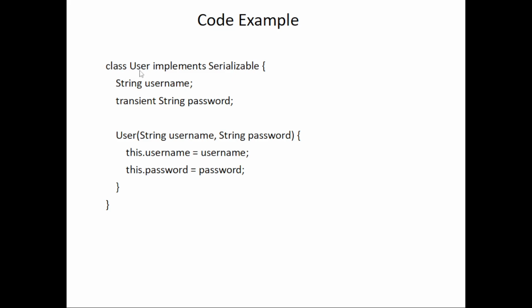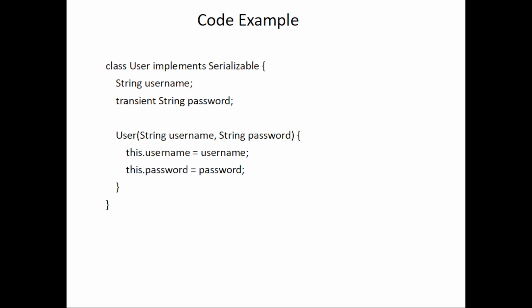We have this User class which implements the Serializable interface, and it has two fields, username and password, and here we marked the password field as transient. Now when we serialize and deserialize this object, username will be restored but the password will be null, and this is useful for sensitive fields like passwords or security tokens that you don't want to store in files.